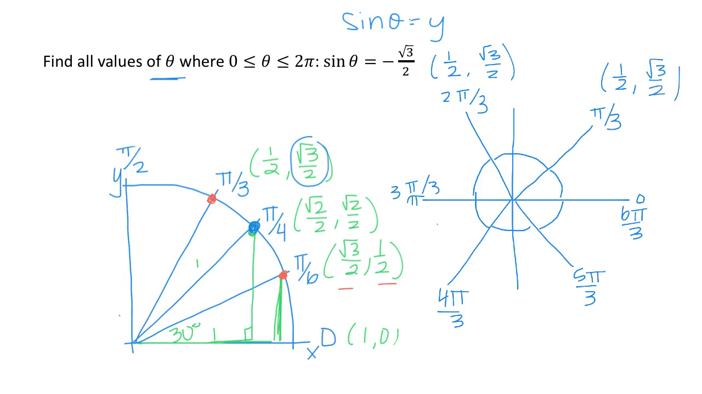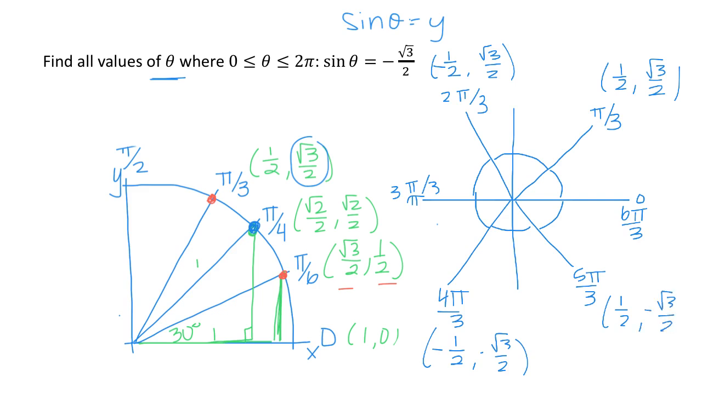So in the first quadrant, x and y are positive. In the second quadrant, the x is negative, the y is positive. In the third quadrant, they're both negative, negative 1/2, negative root 3 over 2. And in the fourth quadrant, the x is positive, the y is negative.